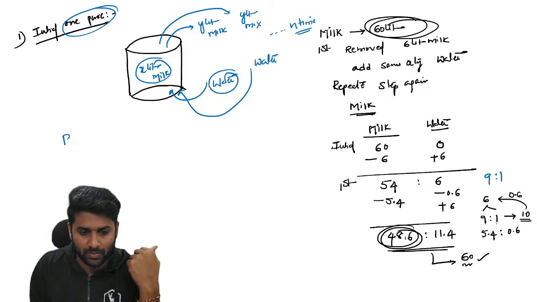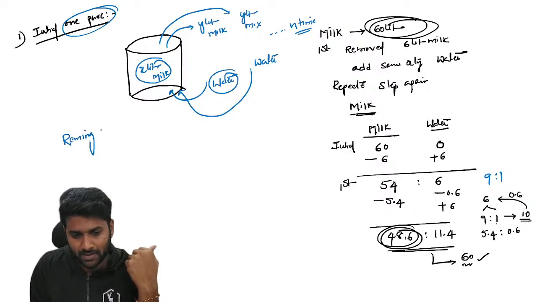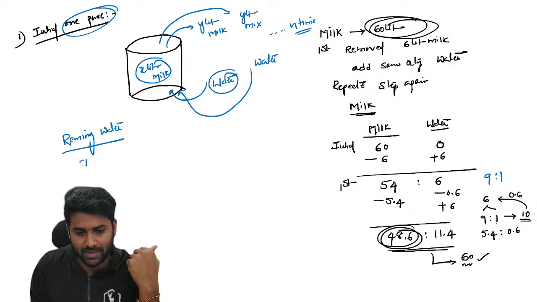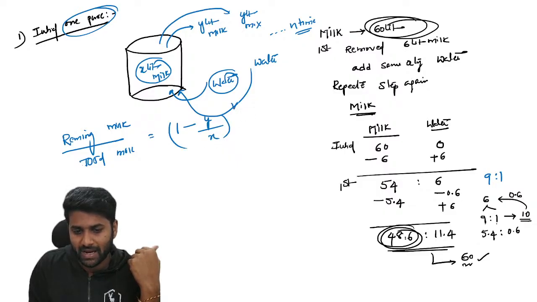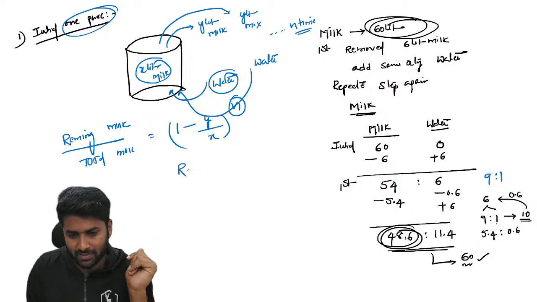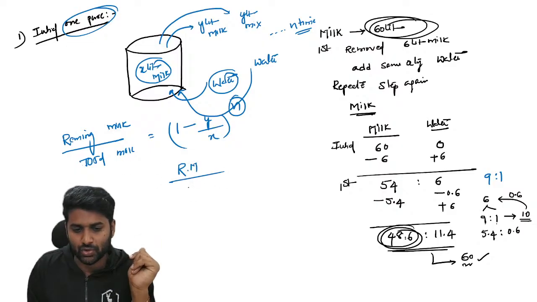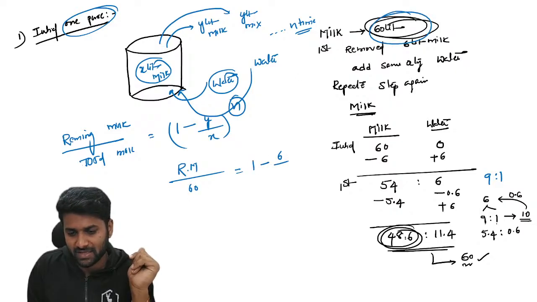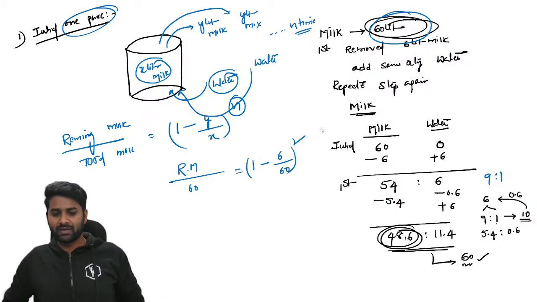Another question: how much remaining water is left? Then the remaining milk, we have to identify that. Remaining milk divided by total milk is equal to 1 minus the removal quantity by the total quantity, whole power n, where n is how many times we repeat this step. Apply this calculation. Remaining milk we have to identify. According to this question, total milk is 60 liters. 1 minus, we are removing 6 liters out of 60, and we are repeating this step one more time, so the total number of times is 2.